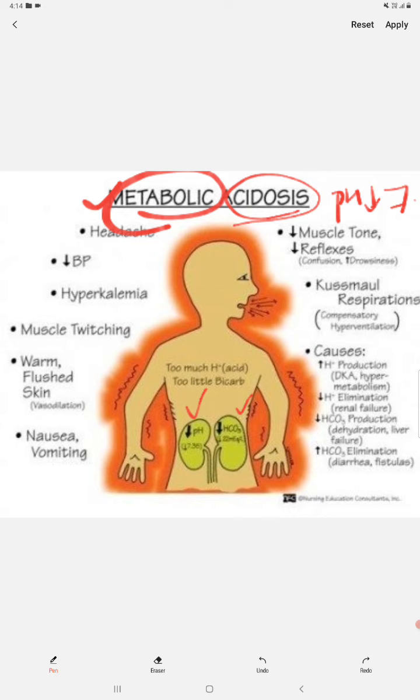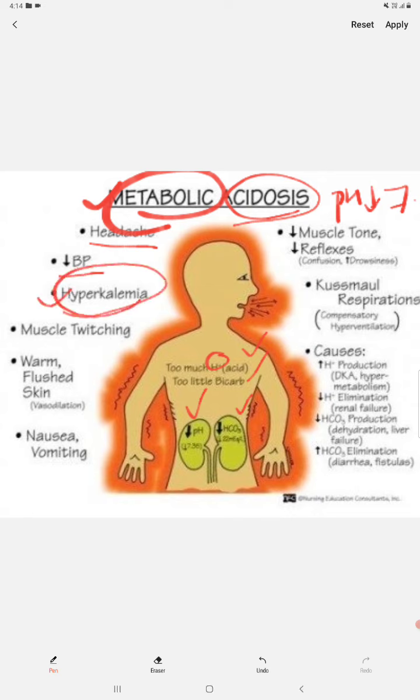But what is happening in metabolic acidosis is there is too much acid, which means H plus ions, and too little bicarbonate. That's why it leads to metabolic acidosis, which is related to the kidney, right? And the patient may have headache, decreased BP, and hyperkalemia.